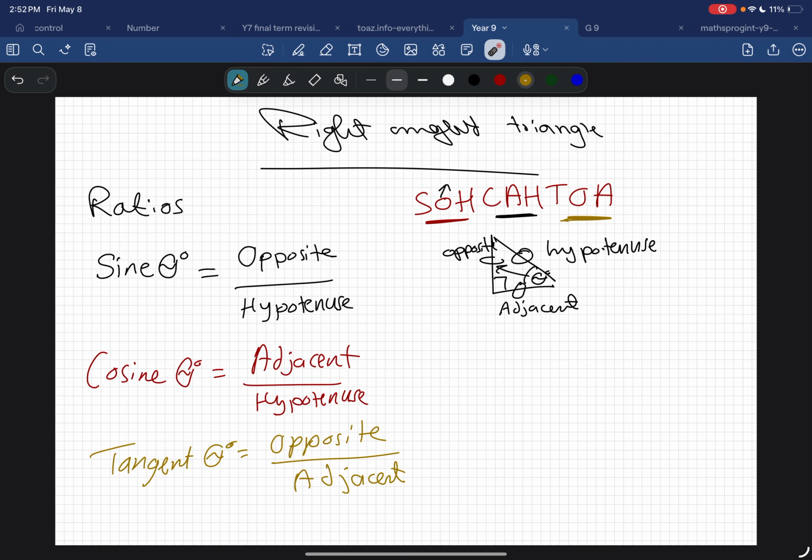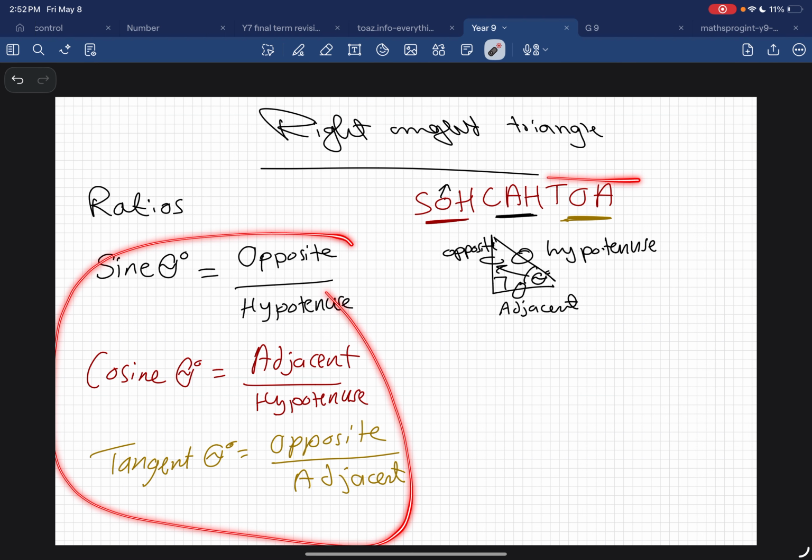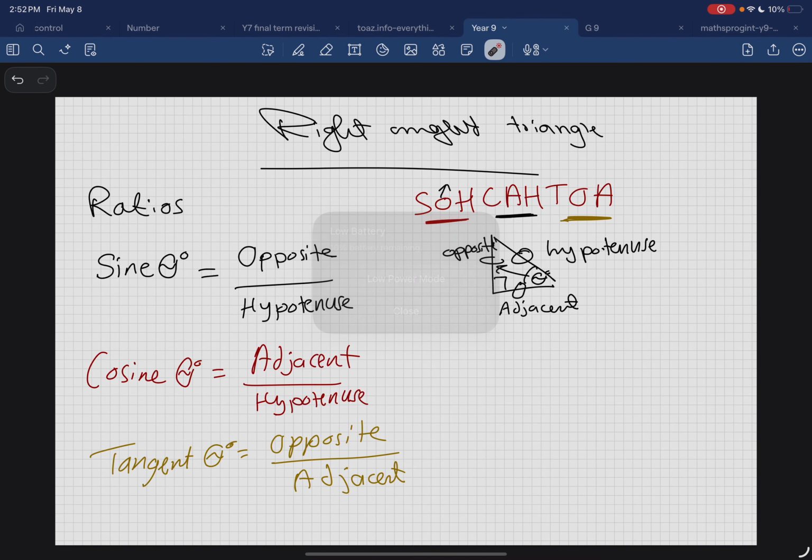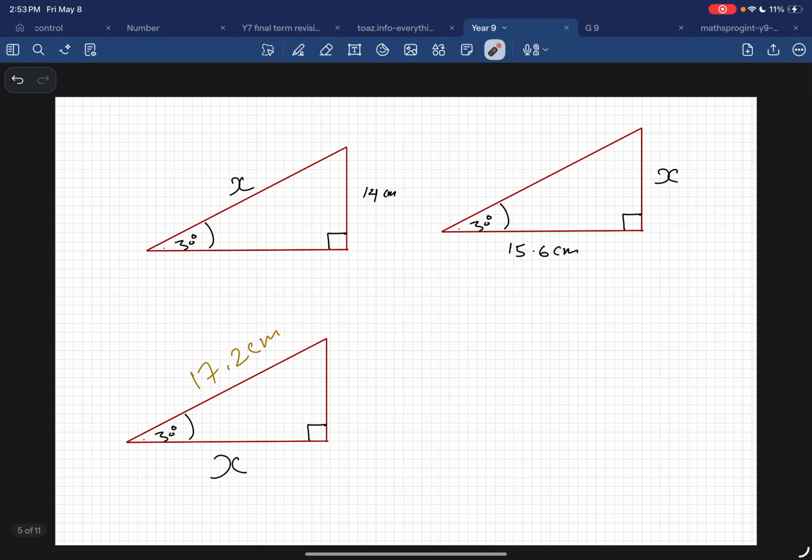I remembered all of these ratios easily because of this mnemonic: Soh, Cah, Toa. It's really easy and really fun to remember. So these are the three ratios that you have to understand and comprehend really well. And let's go solve some questions with this.